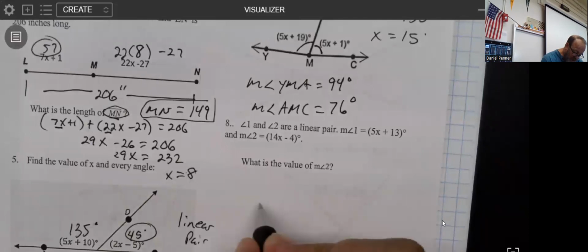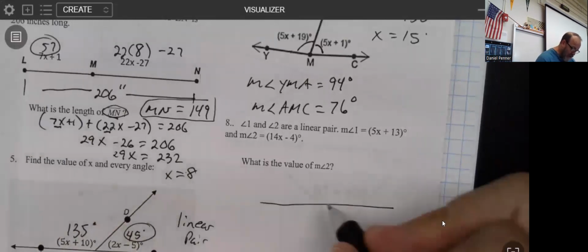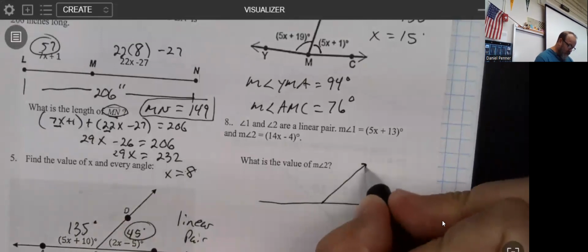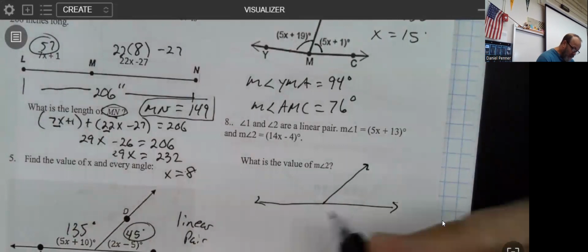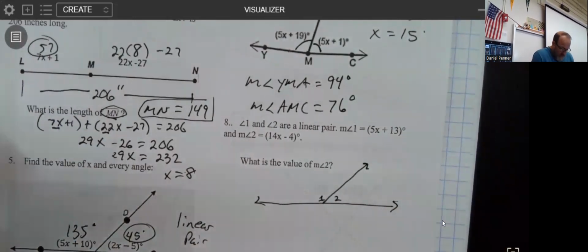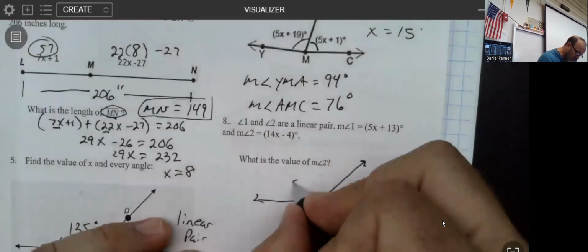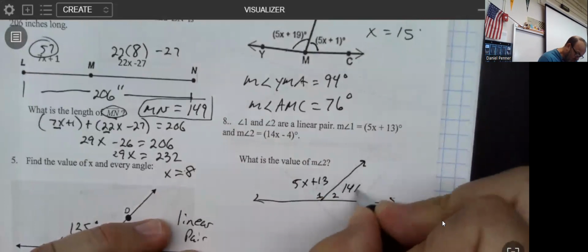So this says we've got a linear pair. Right away, what I'd like to see you do is draw an example of what a linear pair is. A linear pair means 2 angles that are side by side, smashed up against each other, that make a line. I'm calling this one angle 1 and this one angle 2, just because I don't know what they are, but it tells me that angle 1 is 5x plus 13, and the other is 14x minus 4.